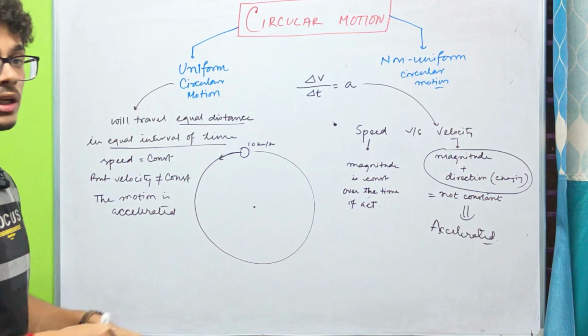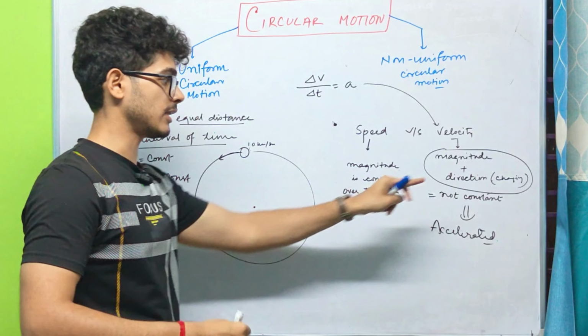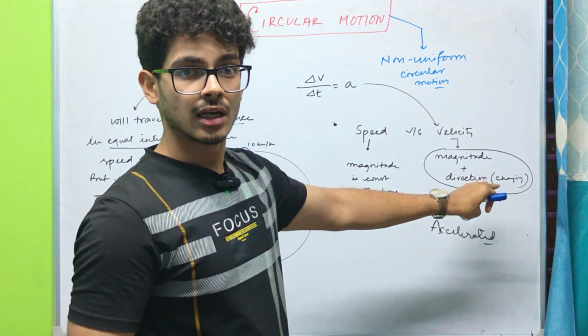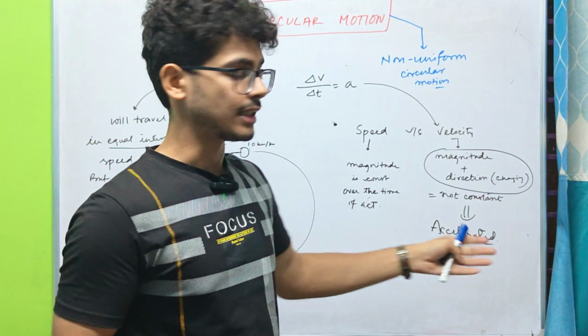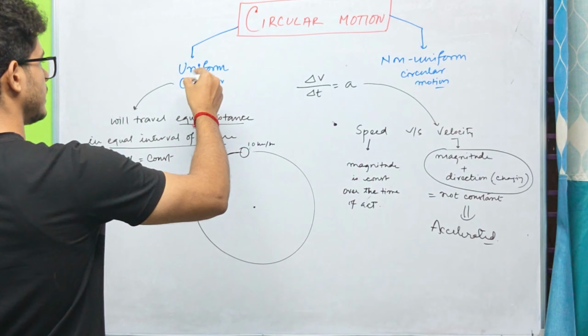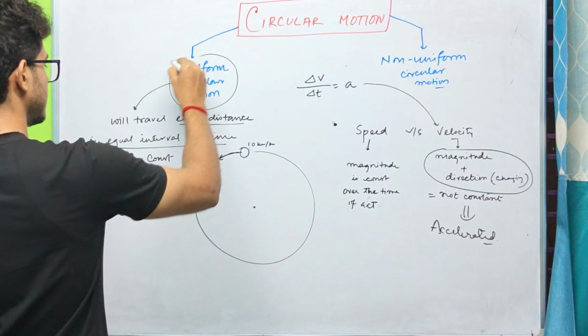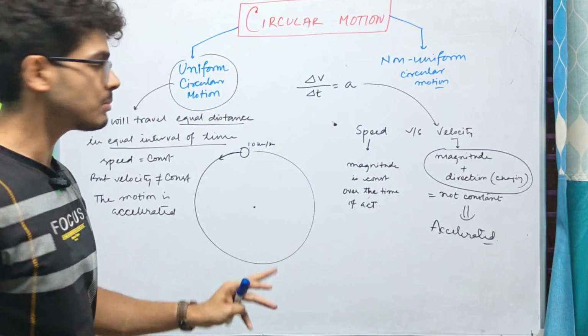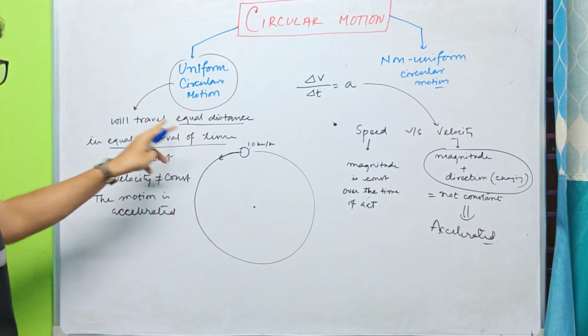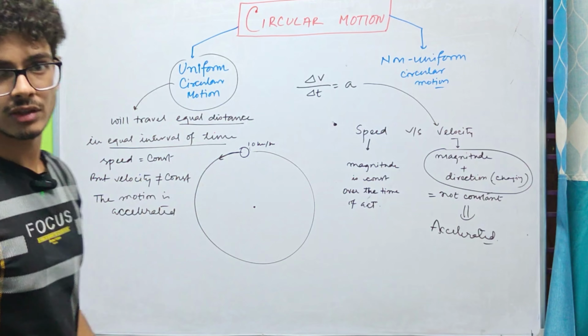So hence in circular motion there can be no case where the velocity can be constant and there will be no acceleration. So we have already defined the uniform circular motion in this case, where the velocity is not constant but the distance traveled will be equal in equal interval of time.